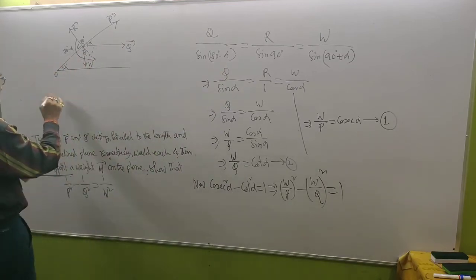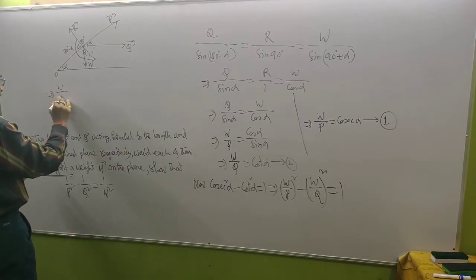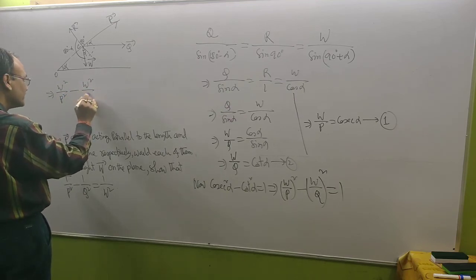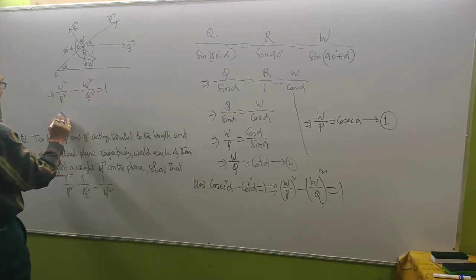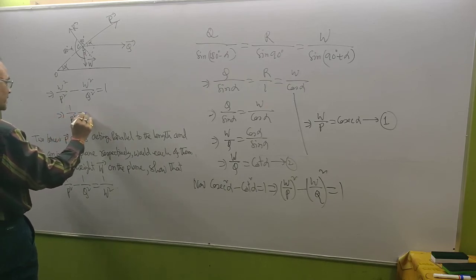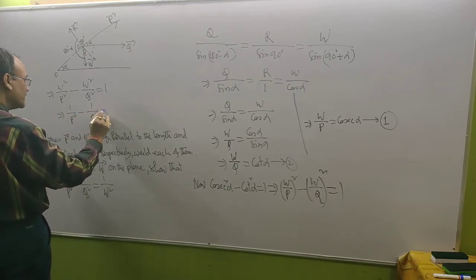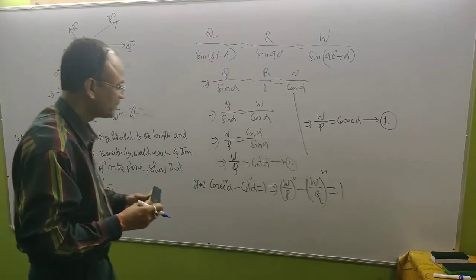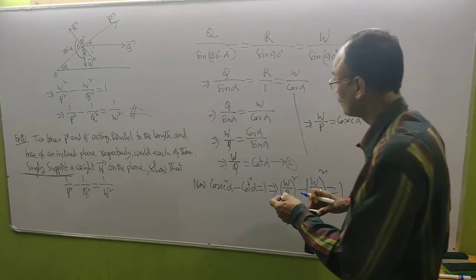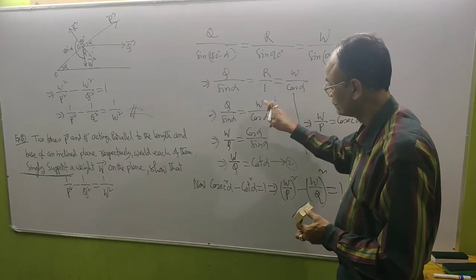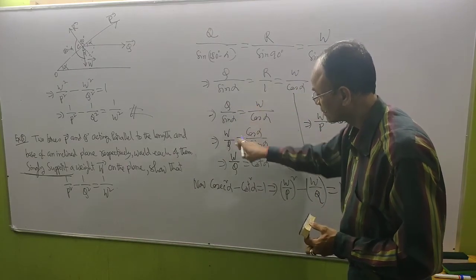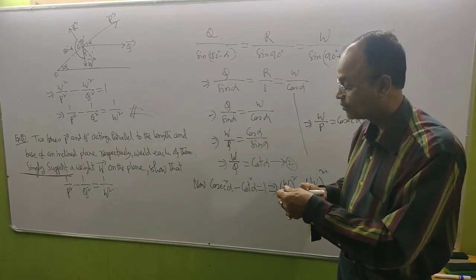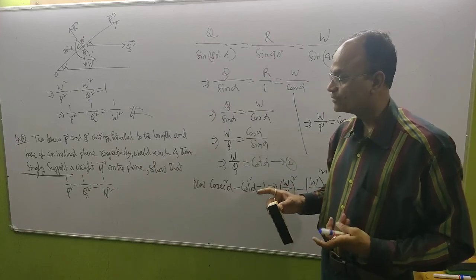This means W square by P square minus W square by Q square equals 1. This means 1 by P square minus 1 by Q square equals 1 by W square. Therefore, we have solved question number 5 also.